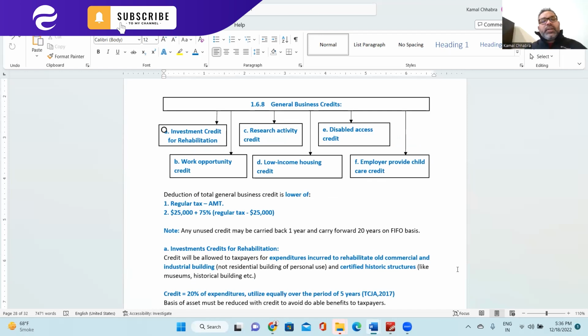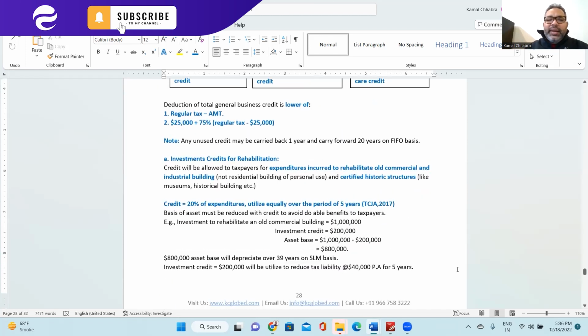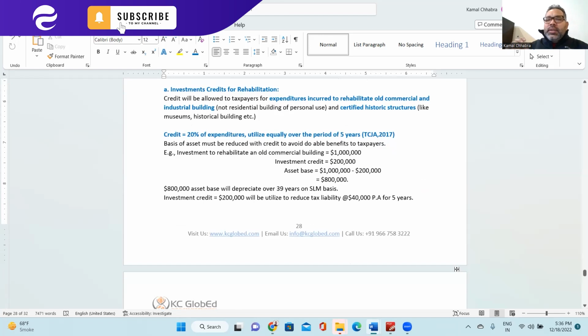First of all, we discussed overall how much tax credit is available, and how you can utilize that tax credit against the current tax payable. If it is more, then how much you can carry forward and how much you can carry back. If you carry back, then you can claim the refund as well, right? This is what we understood so far. Now we are jumping one by one into the respective categories under the general business credit.